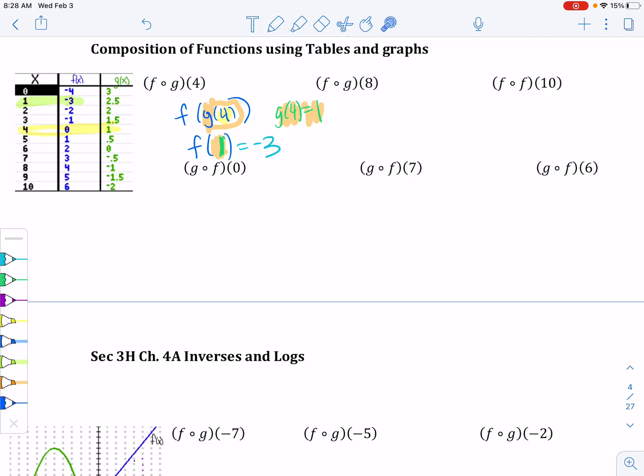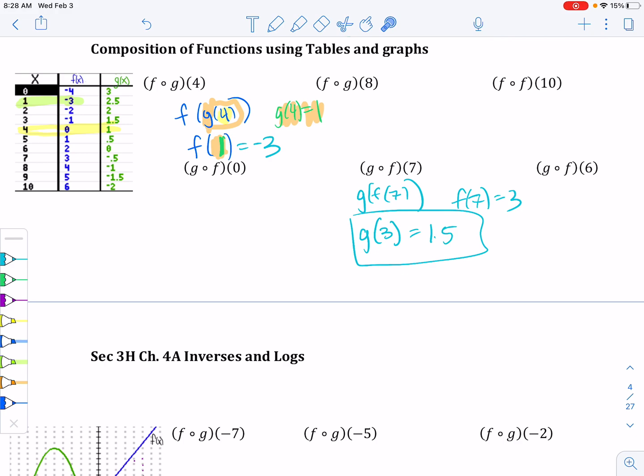Let's try the g of f of 7. So if we do g of f of 7, we're going to go to the f of x of 7. So at 7, our f is 3. So f of 7 is 3. So that means we're now going to find g of 3. So then I'm going to go to the 3, and I'm going to go to g of x, which is 1.5. So our g of f of 7 is 1.5.